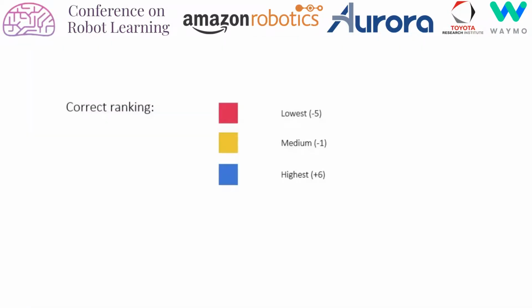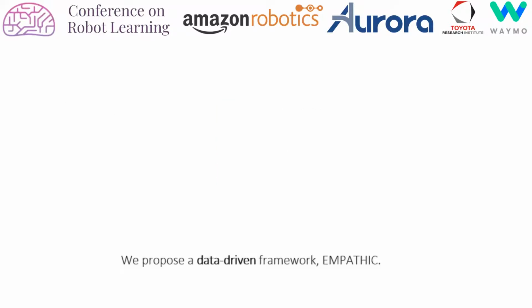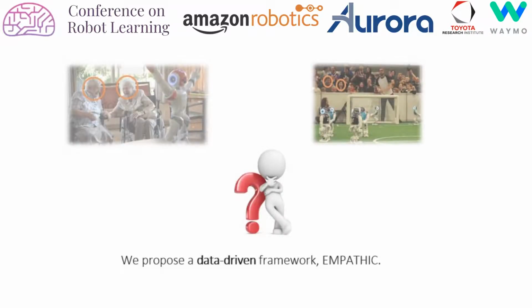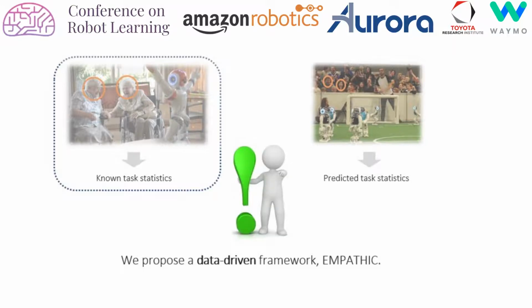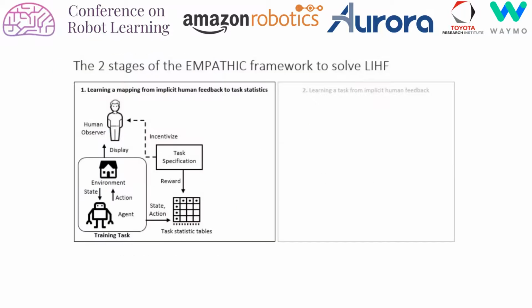Now that we have a better understanding of the LIFE problem, let me introduce our proposed framework for approaching LIFE. EMPATHIC, standing for Evaluative Mapping for Effective Task Learning from Implicit Human Cues, is a data-driven approach that aims at learning mappings from implicit human reactions to known task statistics, and applying the learned mappings for learning deployment tasks when task statistics are not available to the agent. The EMPATHIC framework consists of two stages.